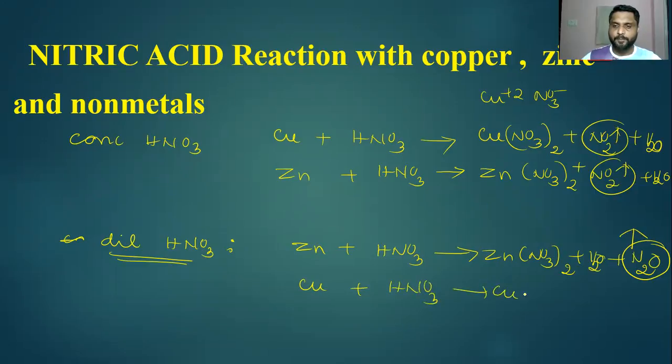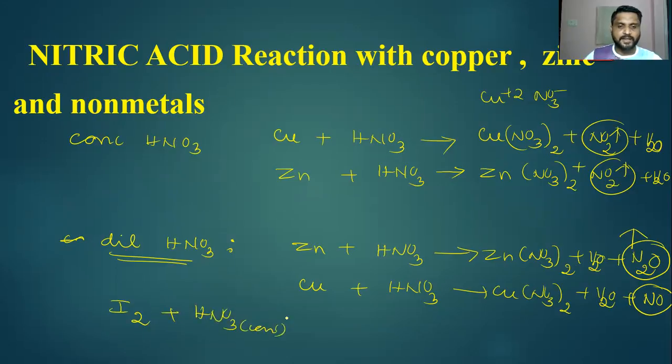It gives copper nitrate plus water, and we'll get nitric oxide gas. This you have to remember. Now, suppose we make use of iodine. Iodine reacts with concentrated nitric acid, and speaking about concentrated nitric acid, it will give HIO3, iodic acid, and nitrogen dioxide. Remember, whenever we make use of concentrated nitric acid, we end up with nitrogen dioxide gas plus water.